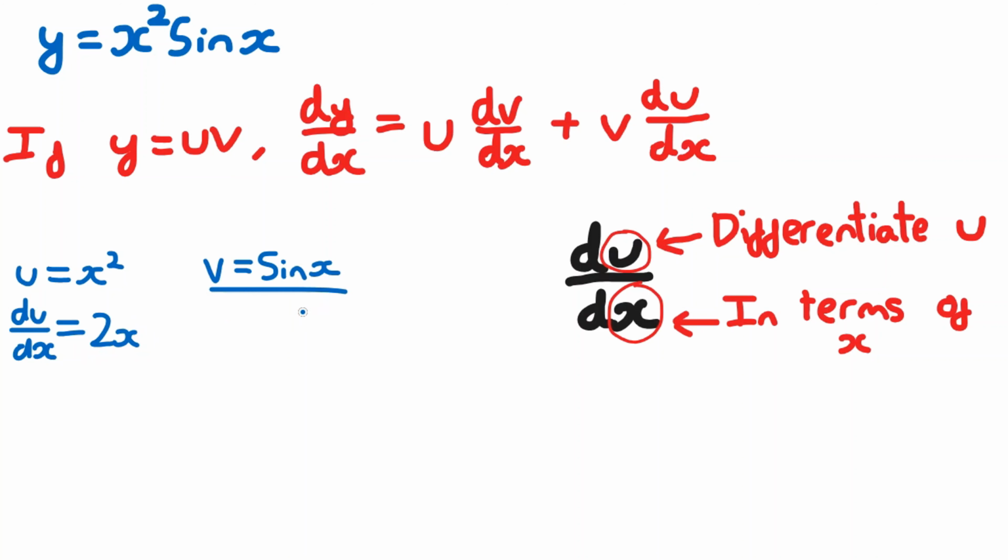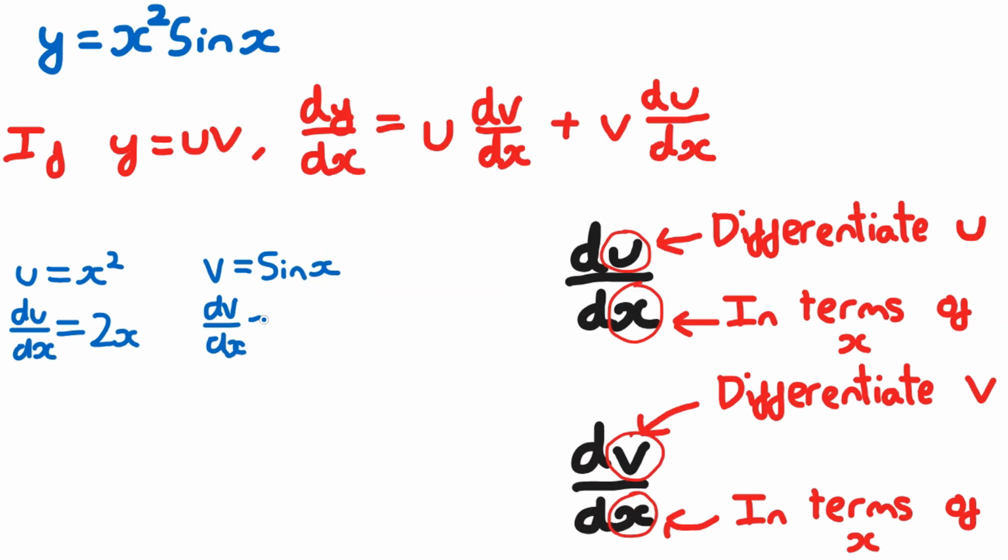And if we focus on v is equal to sin of x, and we differentiate this, it's going to be dv over dx. The thing on the top, the v, this is what we're differentiating, so we're differentiating the v. And the thing on the bottom is what we're doing it in terms of, so we're doing it in terms of x, so we're differentiating sin of x in terms of x. And we talked about in the first video in this chapter that when you differentiate sin of x, you get out cos of x. So dv over dx is cos of x.